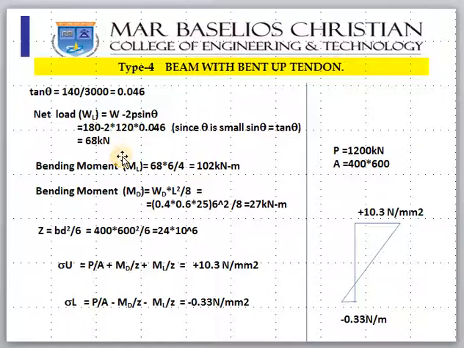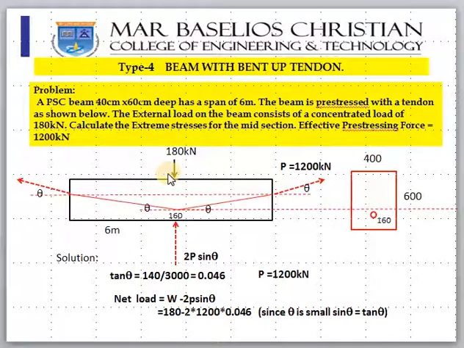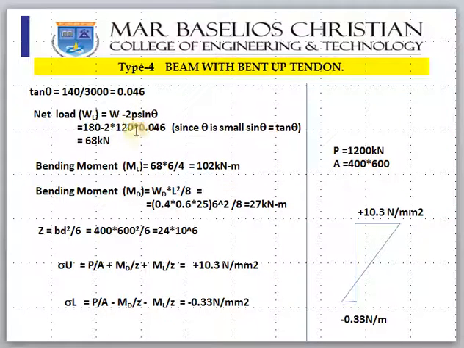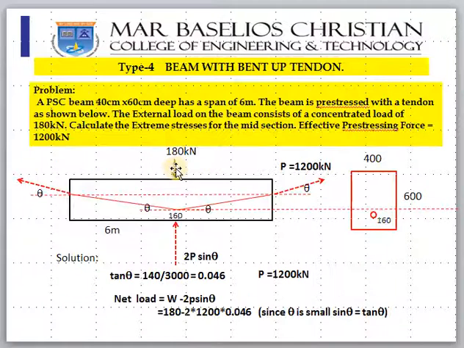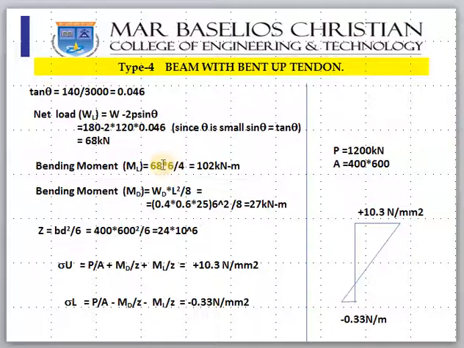Now our aim is to find sigma, which is equal to P by A plus MD by Z plus ML by Z. Let us find out the bending moment due to live load. The live load here is 180 kilonewton minus 2P sin theta, so you got 68 kilonewton. So 68 into WL by 4, because it's a concentrated load, so WL by 4, not WL square by 8. That will give you 102 kilonewton meter.